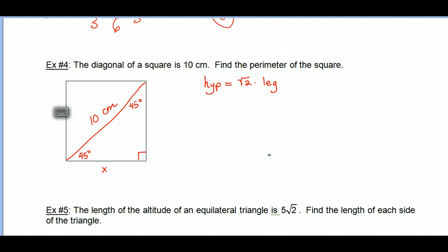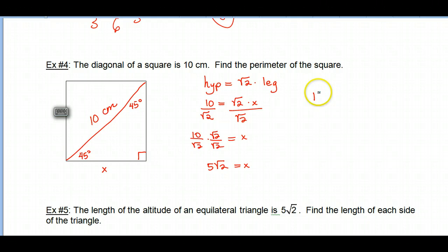So that's why I said the best way to do these 30, 60, 90 and 45, 45, 90 is to just memorize the formulas. I mean, hopefully the pictures also help to make sense. So I'll just call this times x. So I'm going to divide both sides by square root of 2. I'm going to rationalize, which will give me 10 root 2 over 2, which is 5 root 2. Then multiply that by 4 to get the perimeter, right?